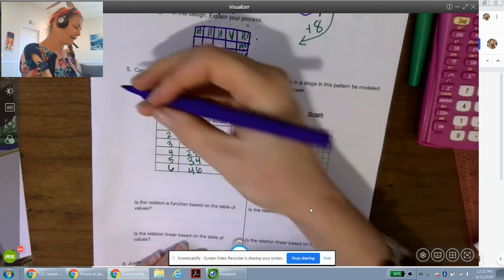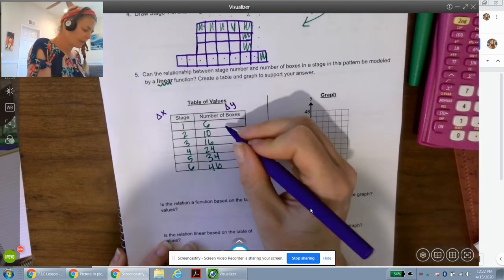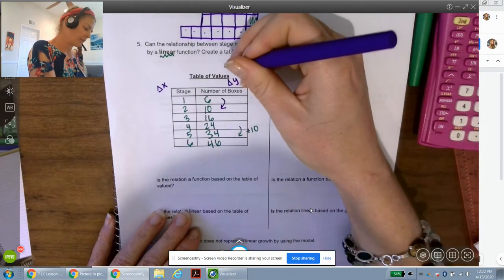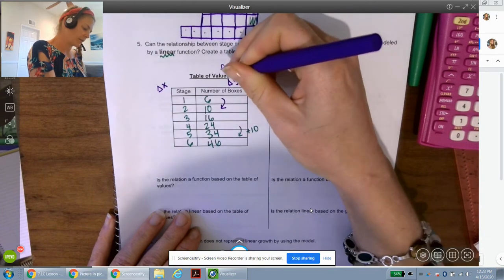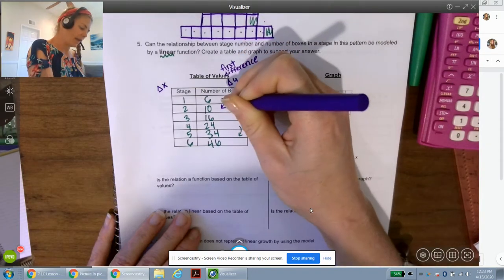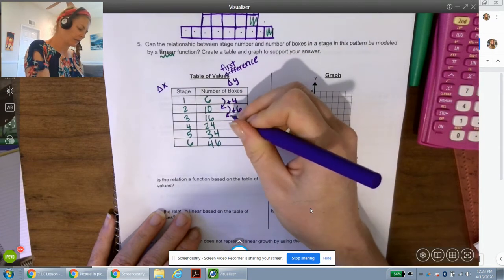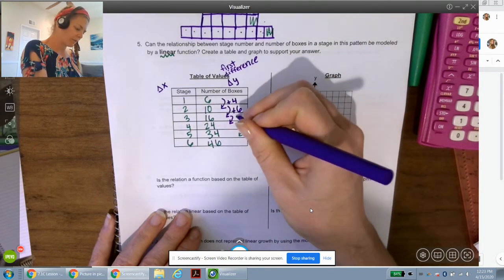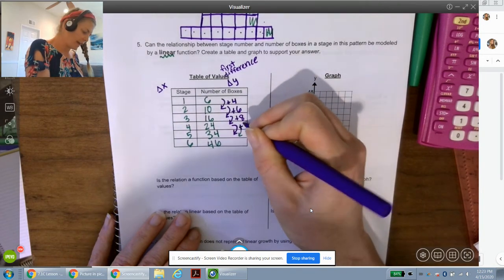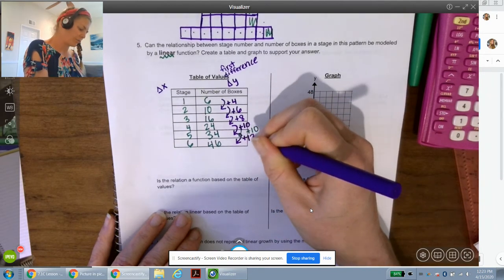Okay, so let's look at our change in X and change in Y. So from 6 to 10, and remember this will show our first difference. From 6 to 10, we added 4. From 10 to 16, we added 6. From 16 to 24, we added 8. From 24 to 34, we added 10. And from 34 to 46, we added 12.